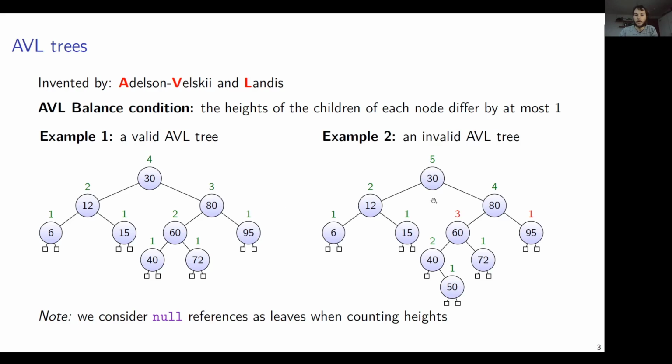And for example, here's an invalid AVL tree. What we see here is that this node has 2 children, one with a height of 3, one with a height of 1, and the difference is more than 1. So this node makes this AVL tree invalid. And actually, if we look at the root node, it also has 2 children, one with a height of 4 and one with a height of 2. So this node also makes the tree invalid.